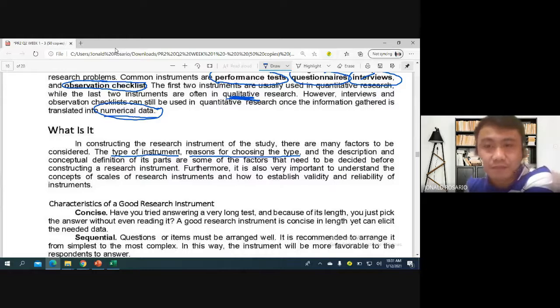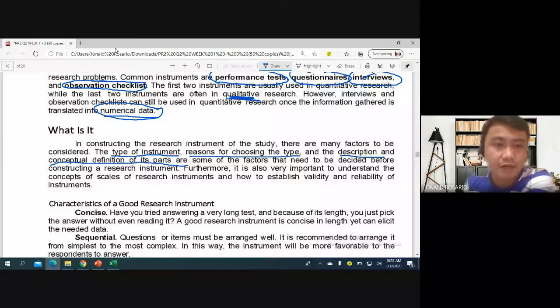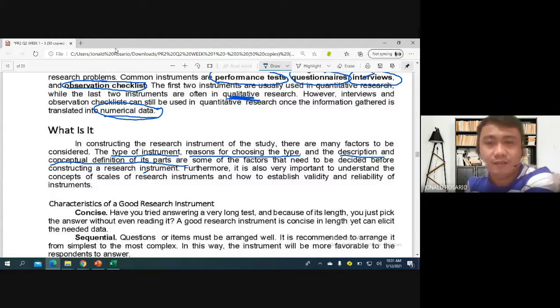Explain nyo lang naman. And the description and conceptual definition of its parts are some of the factors that need to be decided before constructing a research instrument. Again, okay na kayo dun sa type. Ang napili nyo, or ang gagamitin talaga natin dun sa study ninyo ay questionnaires. Okay na tayo dyan. Anong reason kung bakit yan ang napili? You're just going to state your reason kung bakit questionnaire ang gagamitin.